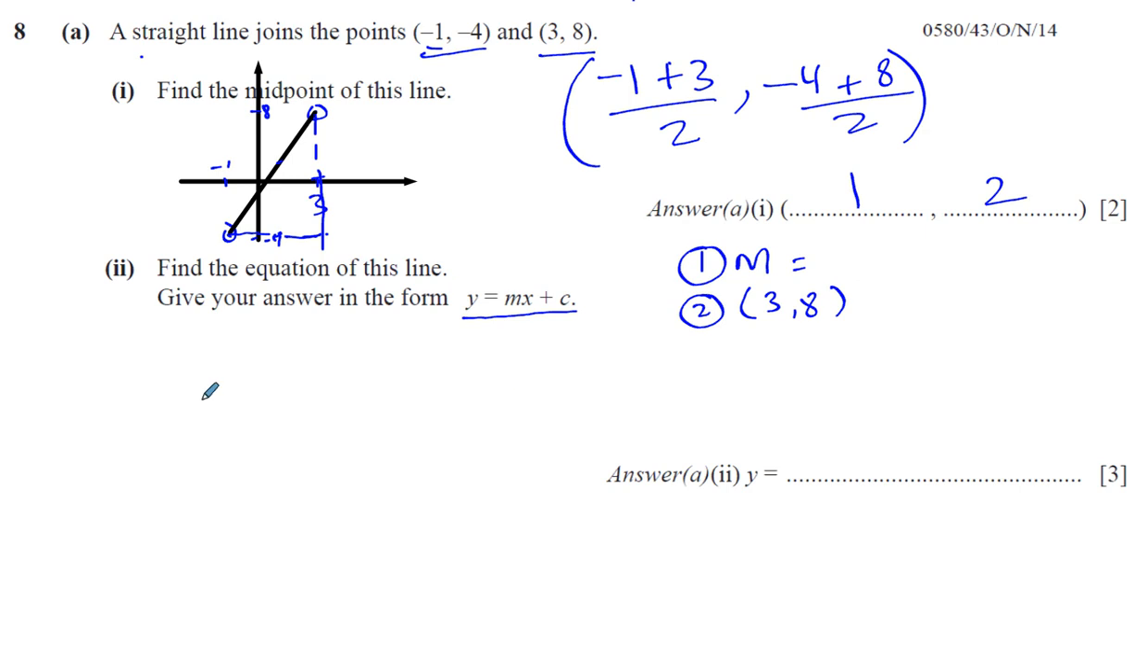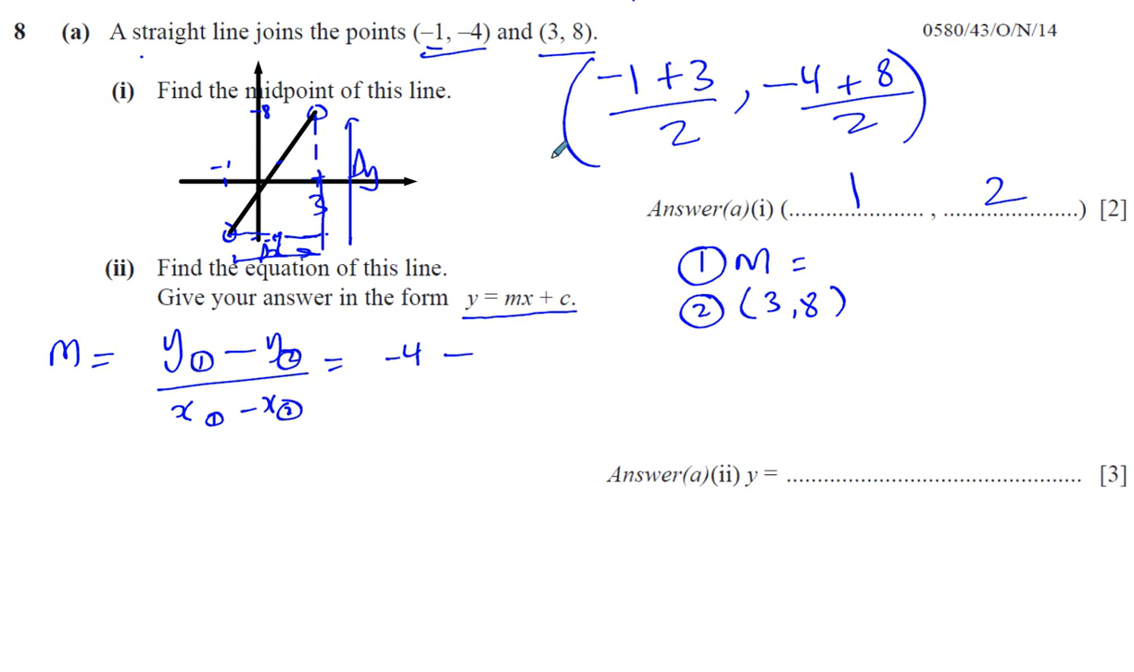Now, we've got y equals mx plus c. We've got to find what m is. Now, m is the gradient. It's the change in y over the change in x between those 2 points. So I would use these 2 points here to find the gradient. So you can say y1 minus y2 over x1 minus x2. It's the y coordinate of the first point minus the y coordinate of the second point, -4 minus 8, over the x coordinate of the first point minus the x coordinate of the second point. So it's -4 minus 8 over -1 minus 3.